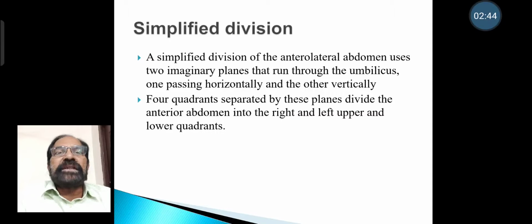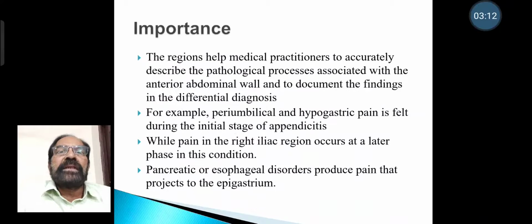The simplified version. A simplified version of the anterolateral abdomen uses 2 imaginary lines, one passing horizontally and the other vertically through the umbilicus. 4 quadrants separated by these planes divide the anterior abdomen into right and left upper and lower quadrants.